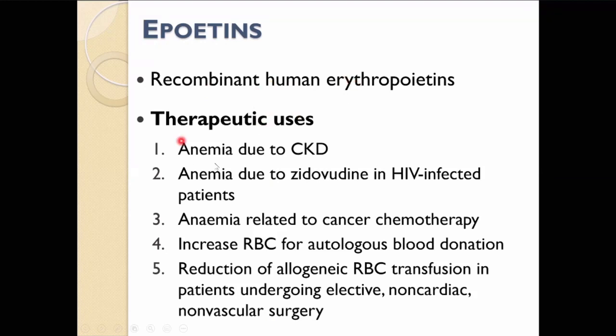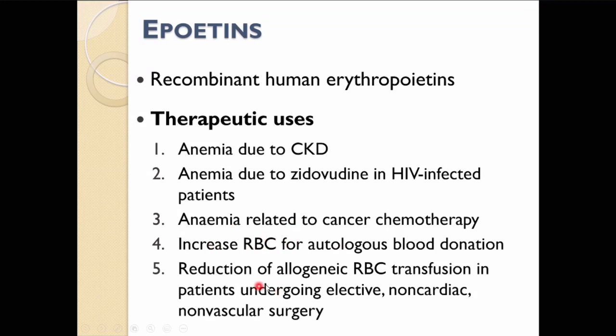Its therapeutic uses: it's used in anemia due to chronic kidney disease, and zidovudine, which is an antiretroviral drug given for HIV patients, can cause anemia, so it's used to prevent that. It's used to treat anemia related to cancer therapy, and in patients in whom you need autologous blood transfusion. You take blood from that patient and transfuse to him during a procedure to that same patient. So in them, you can give erythropoietin beforehand to increase the red blood cell production.